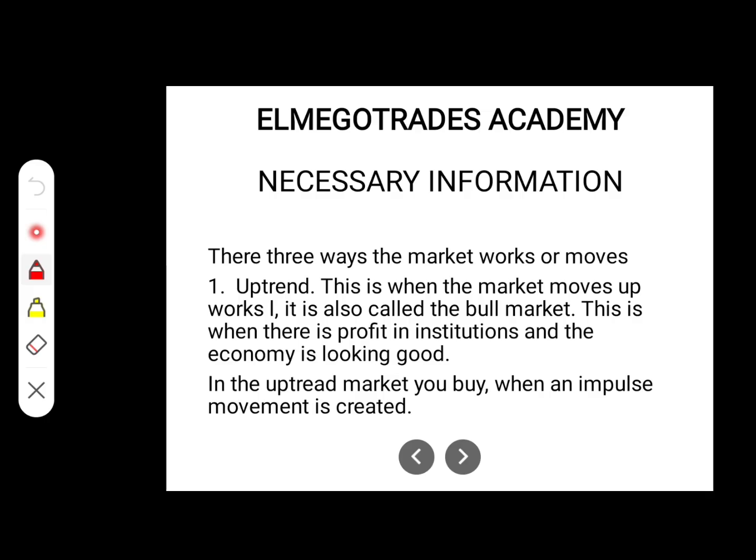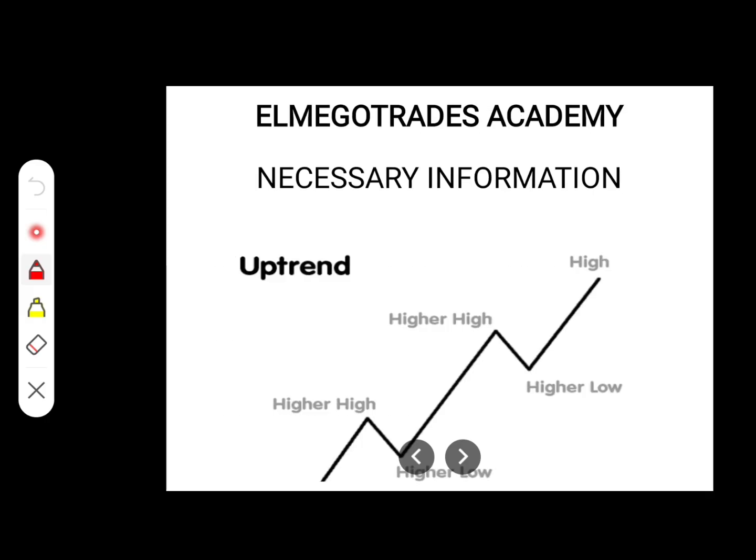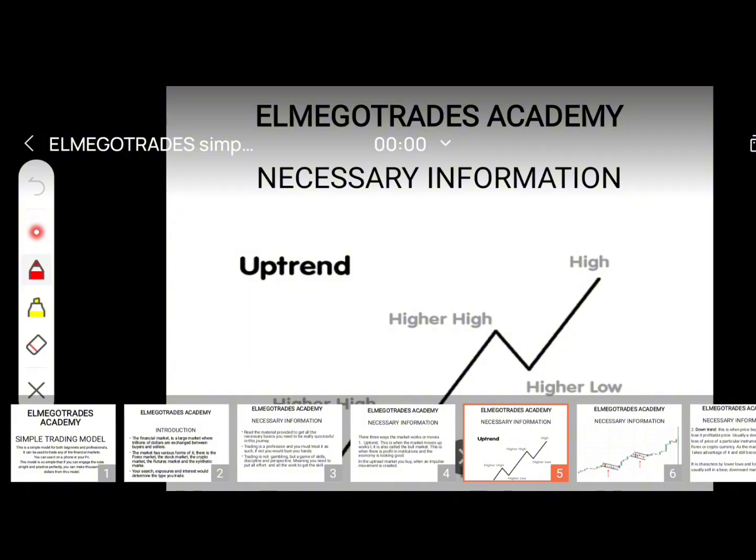So this is when the market moves up. It is also called the bull market. This is when there is profit in institutions and the economy is looking good. Now, when institutions are making profit and things are happening, they are going up. So in the uptrend, you buy, when an impulse movement is created. Now, uptrend means you buy. This is what an uptrend means.